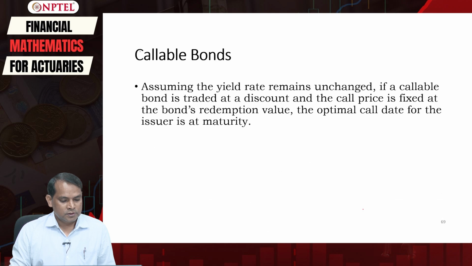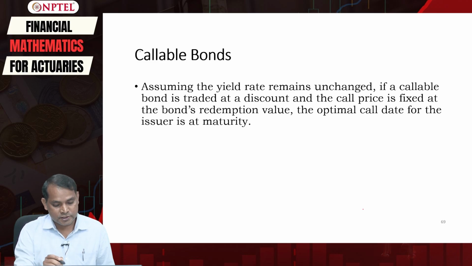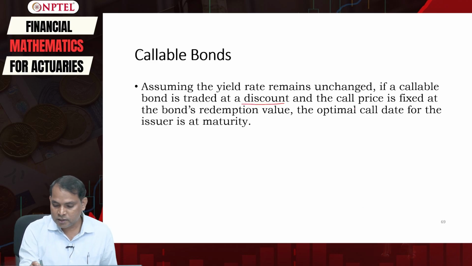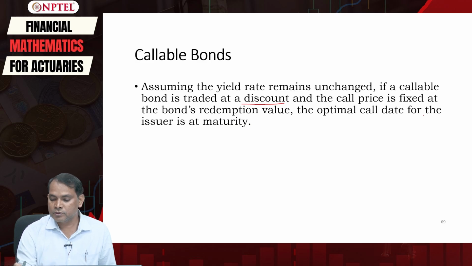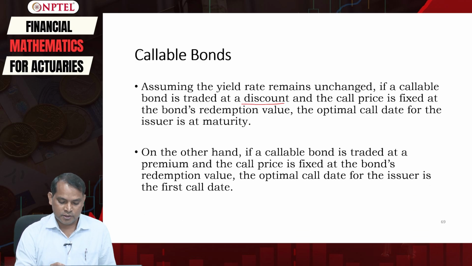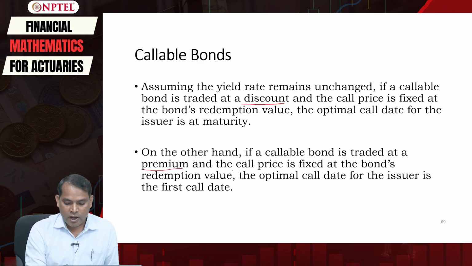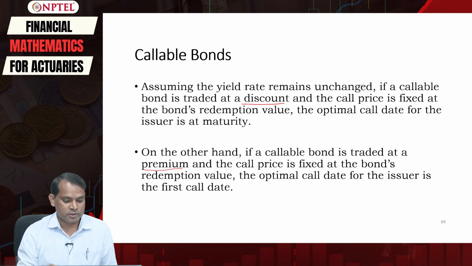So, assuming the yield rate remains unchanged, if a callable bond is traded at a discount and the call price is fixed at the bond's redemption value, the optimal call date for the issuer is at maturity. On the other hand, if a callable bond is traded at a premium, and the call price is fixed at the bond's redemption value, the optimal call date for the issuer is the first call date.